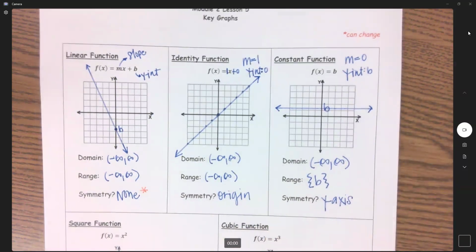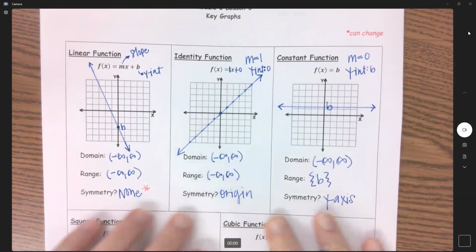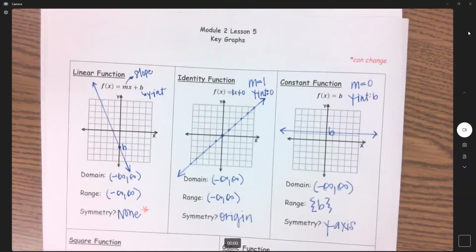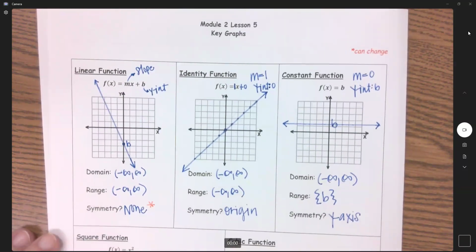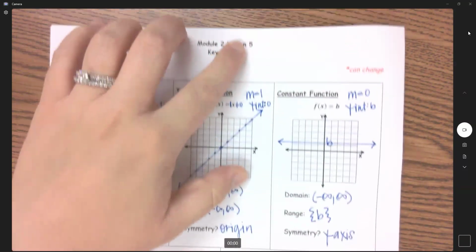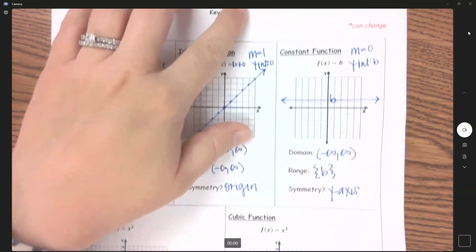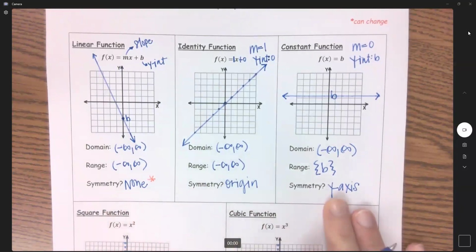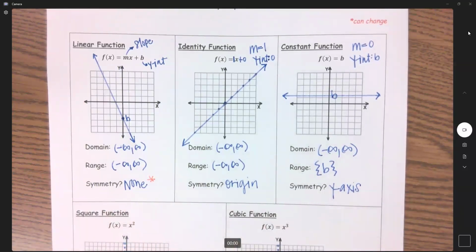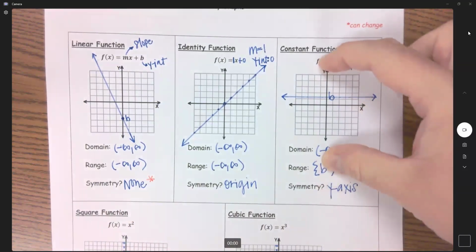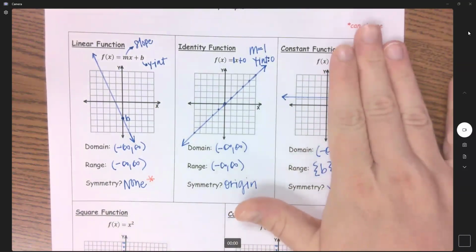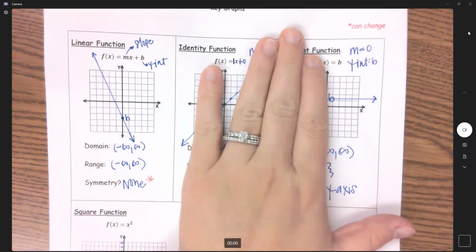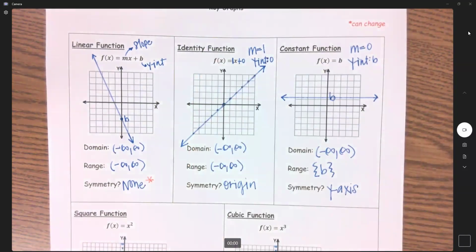Okay, and one more time, I don't expect you to fully understand the symmetry. You're going to be asked no questions on symmetry. But when we get to lesson 7, we're in lesson 5. When we get to lesson 7, it's going to be all about symmetry. Hopefully you can look back and these will make a little bit more sense. But what that means is that y-axis, it looks the same on the left side as it does the right side. It's a mirror image of each other.